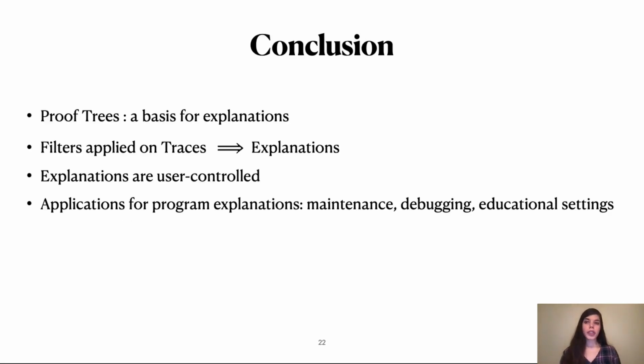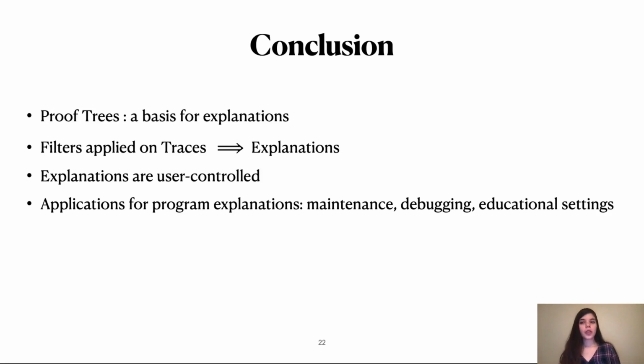So what we saw over here is that proof trees can be considered as a basis of explanations. Secondly, we can define filters using our query language, and these filters can be applied on traces to simplify these traces, and this can result in explanations. Third, these explanations are user controlled. That is, a user can decide what to include and what not to include in an explanation. So a user has complete control over what an explanation will look like.